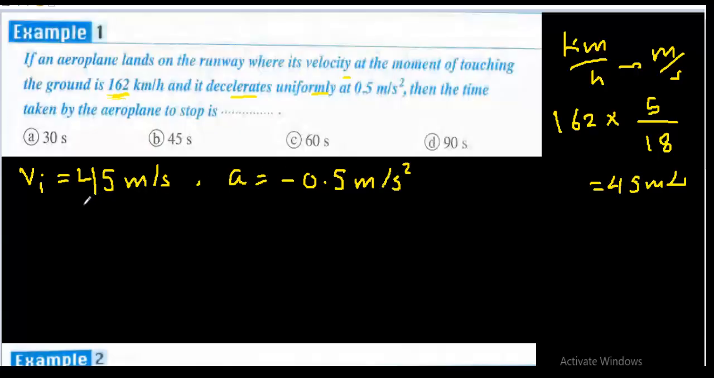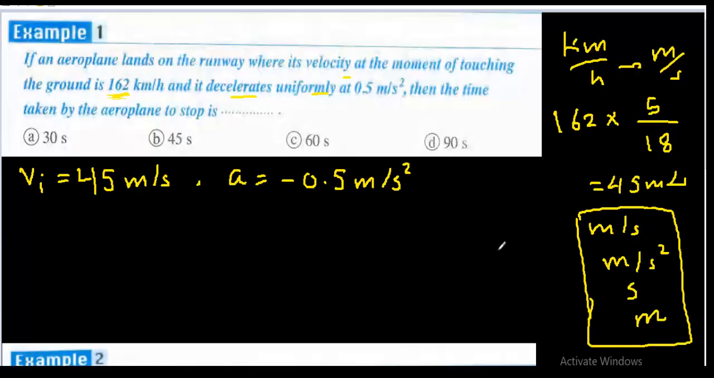So confirm that the units are uniform. Speed in meter per second, so acceleration will be meter per second squared, and time in second, and displacement in meter. Then the time taken by the aeroplane to stop. To stop means final velocity will be 0. So here we have final velocity equals 0.